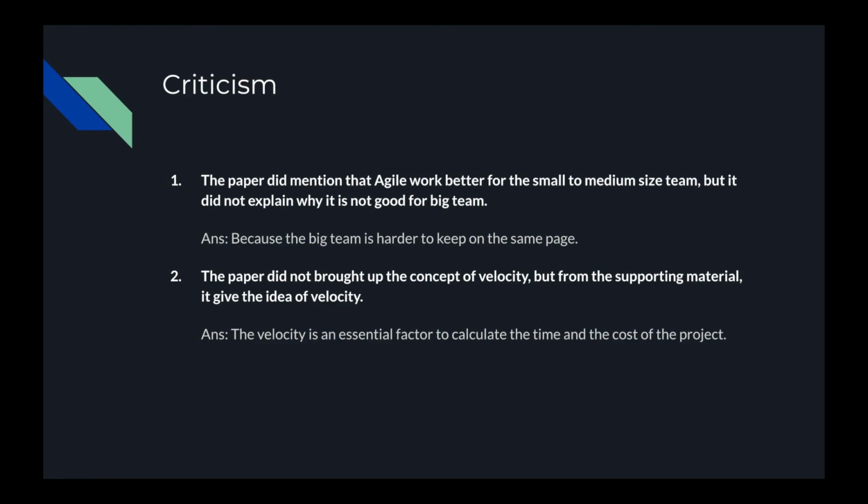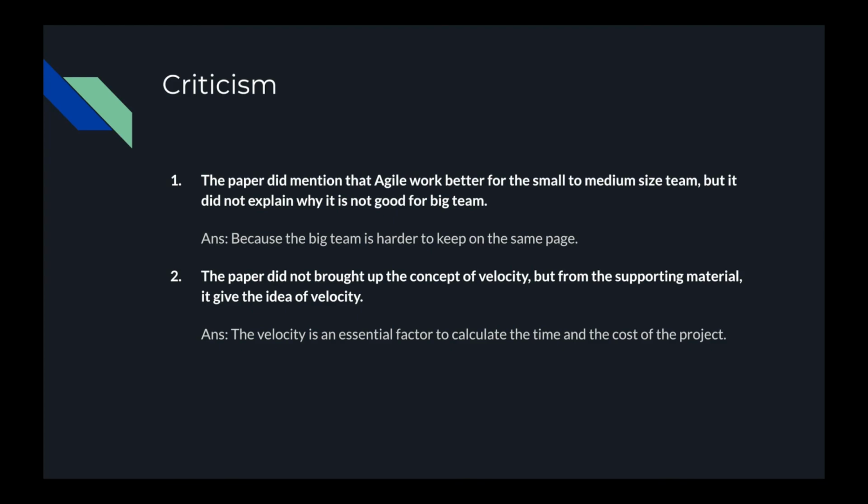After reading and researching the paper, there are several criticisms I have about this paper. First, the paper mentioned that Agile works better for small to medium-sized teams, but didn't explain why it is not good for big or relatively larger teams. I did a little bit of research on this, and one of the main reasons is that a big team is harder to keep everybody on the same page. So I guess the communication between team members for a big team might be harder than for a smaller team.